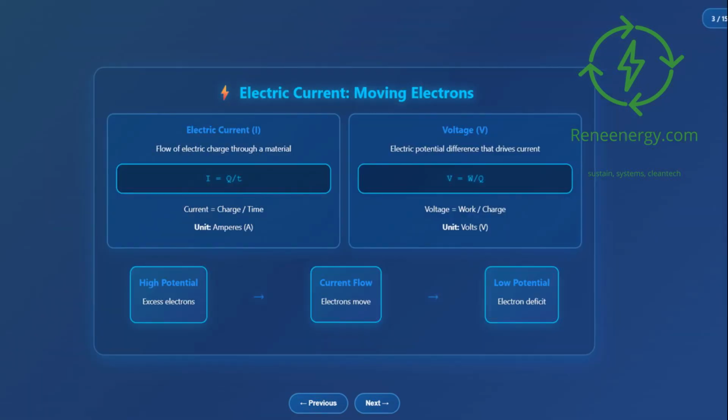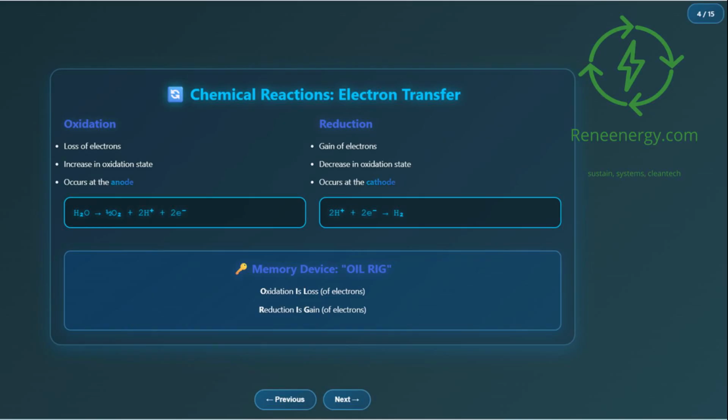Electric current is the flow of electric charge, driven by voltage, the potential difference. High potential means excess electrons, while low potential indicates a deficit. Understanding this flow is crucial for controlling reactions in electrochemical cells. Chemical reactions in electrochemistry involve electron transfer. Oxidation is the loss of electrons, while reduction is the gain. Remember OIL RIG: Oxidation Is Loss, Reduction Is Gain. These reactions are fundamental to energy conversion processes.